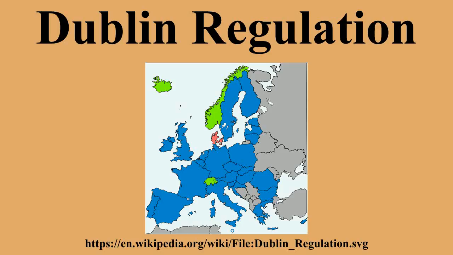History. The Dublin regime was originally established by the Dublin Convention, which was signed in Dublin, Ireland on 15 June 1990, and first came into force on 1 September 1997 for the first 12 signatories, on 1 October 1997 for Austria and Sweden, and on 1 January 1998 for Finland.